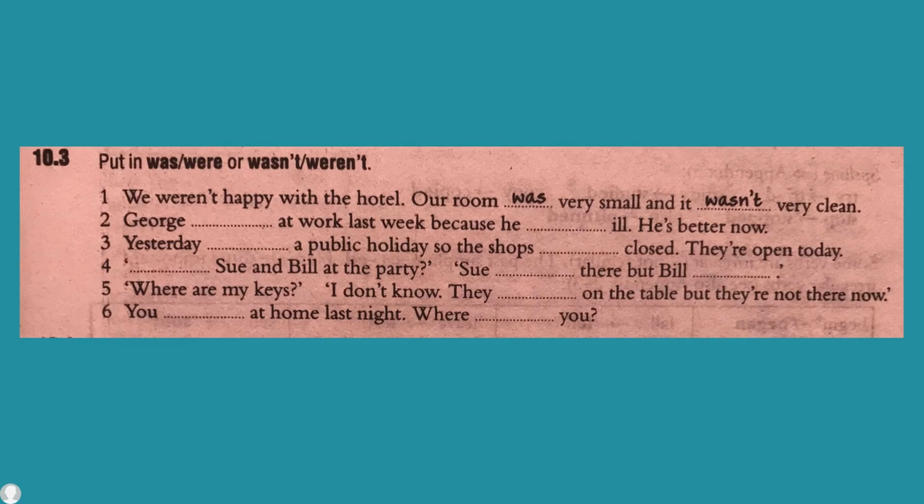In this one you have to put in was, were, or wasn't, weren't. So the first one, we weren't happy with the hotel. Our room was very small and it wasn't very clean. Next one, George wasn't at work last week because he was ill. He's better now. Now you see here it could have been the other way around as well.